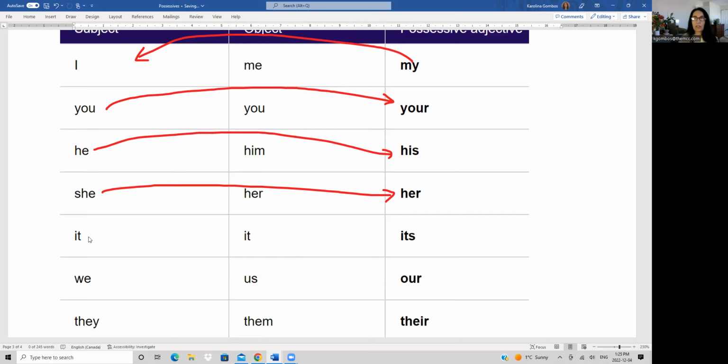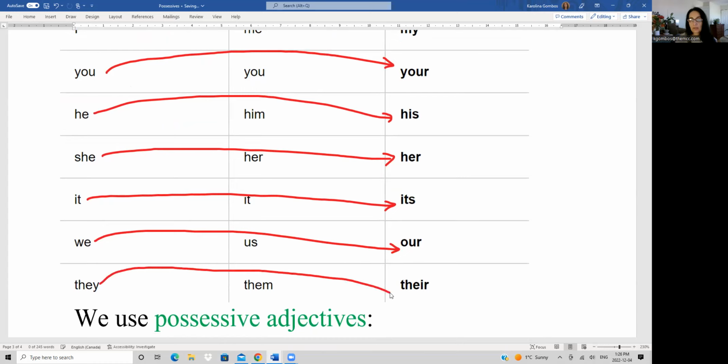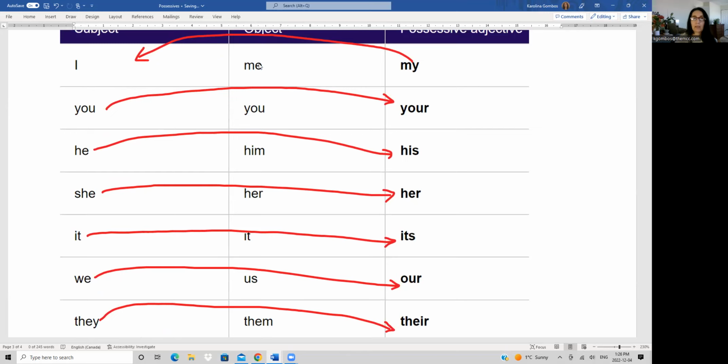It, you can use for a table, for things. You can use it for animals when you don't know if they are female or male. Okay, so let's talk about a house. It is a nice house. Its door is white. We have a large classroom. Our classroom is large. They have English classes. Their English class is from Monday to Friday.